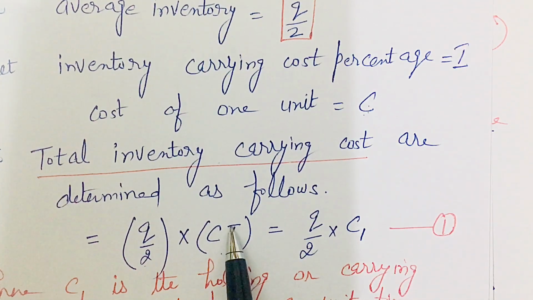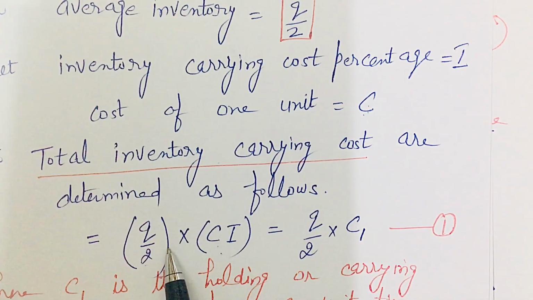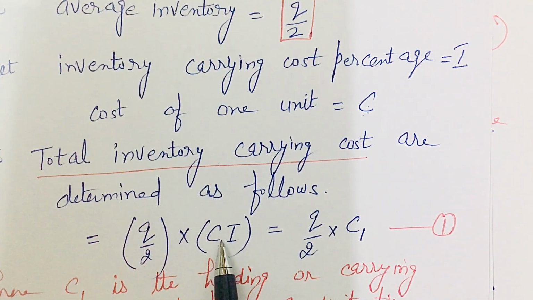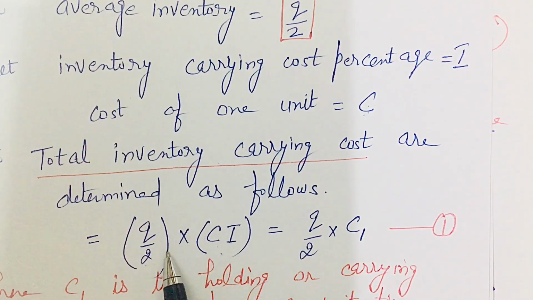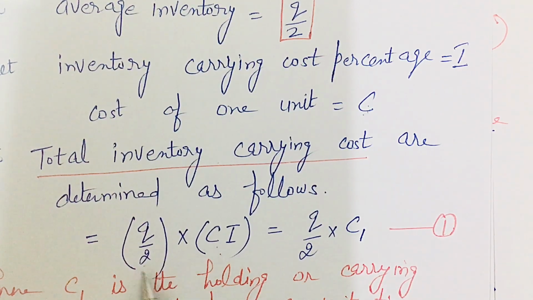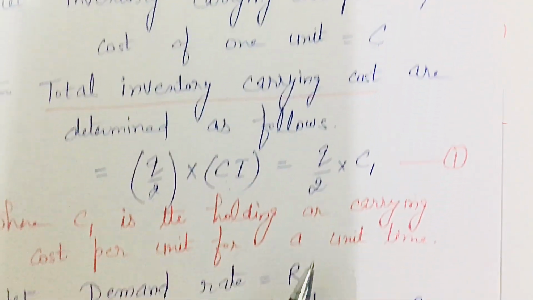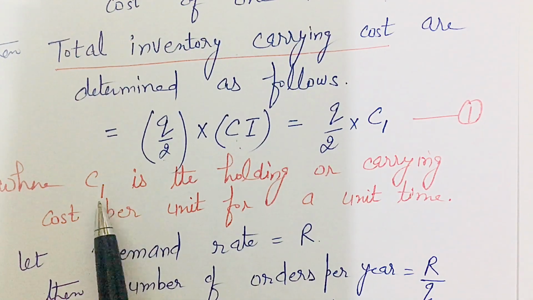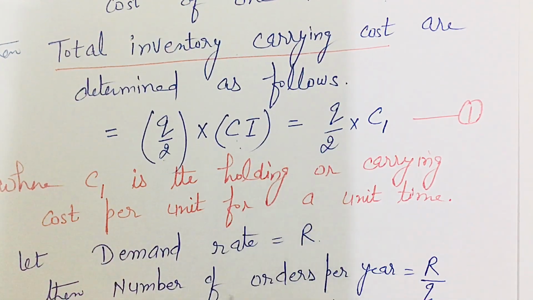Carrying cost is directly proportional to the size of the inventory. As the size of the inventory increases, carrying cost also increases. It depends upon the size of the inventory. It is calculated in this way. Here C1 is the holding cost or carrying cost.